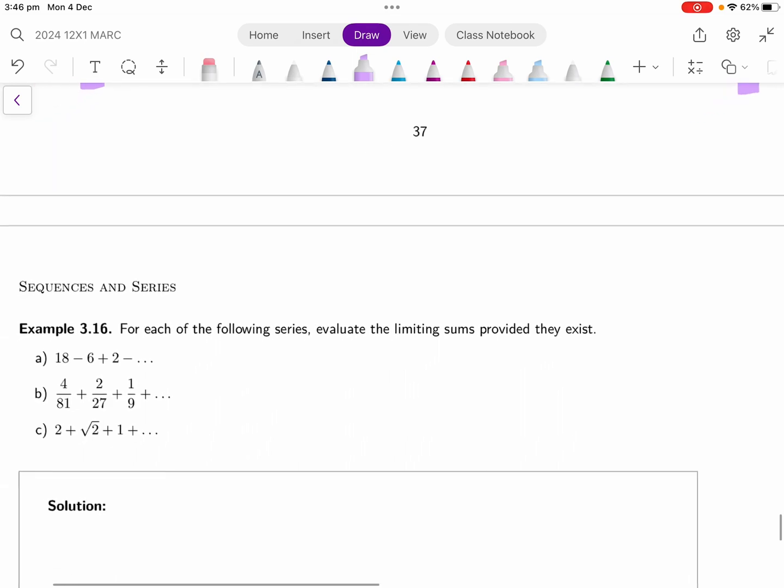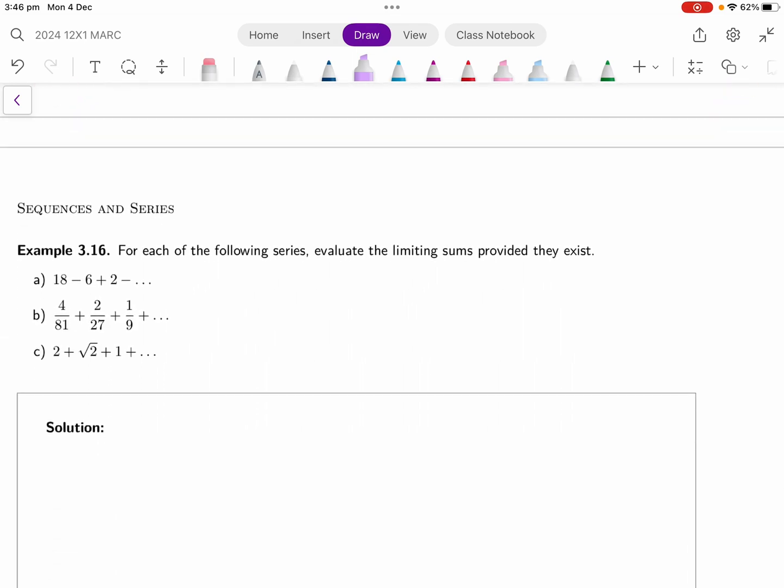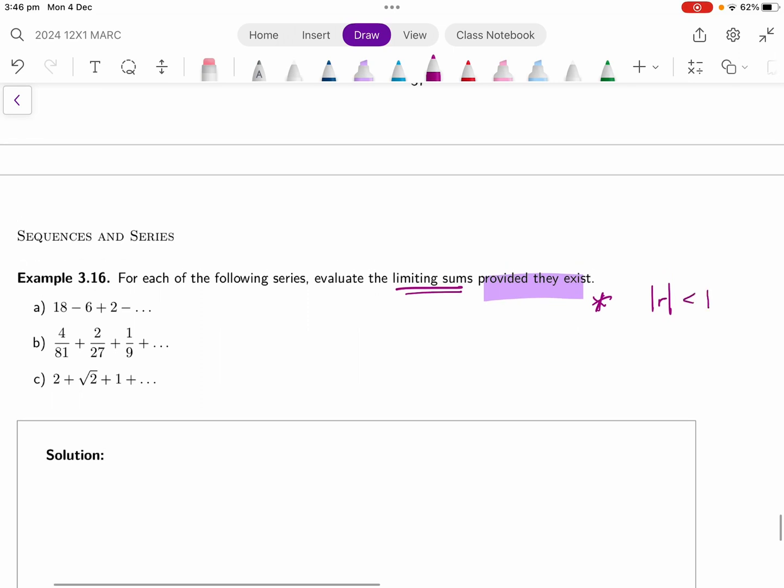Okay, so I'll leave example 316 for you to do, but I just want to highlight a phrase here so you don't go down a deep dark rabbit hole and get yourself spinning: provided that they exist. So the only way that we won't have a limiting sum, remember that requirement, is if the absolute value of your common ratio is not less than 1. So you might want to check that first before you start digging around and working with finding the limiting sum for A, B, and C.